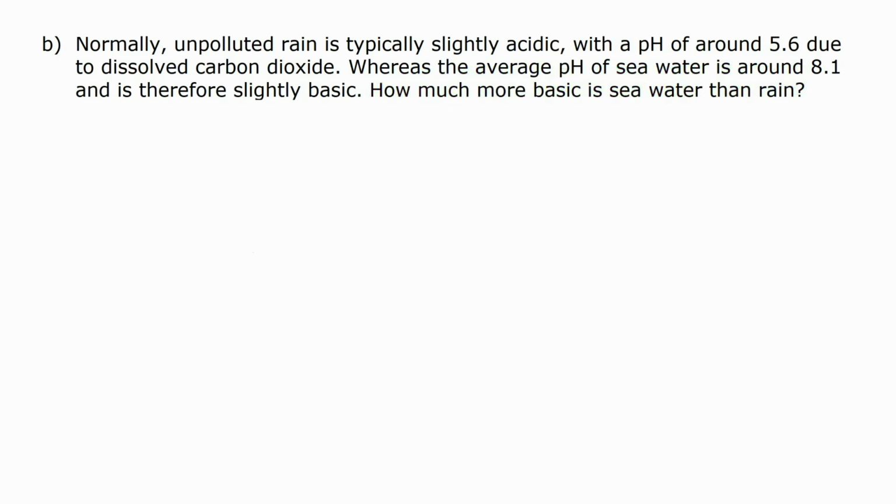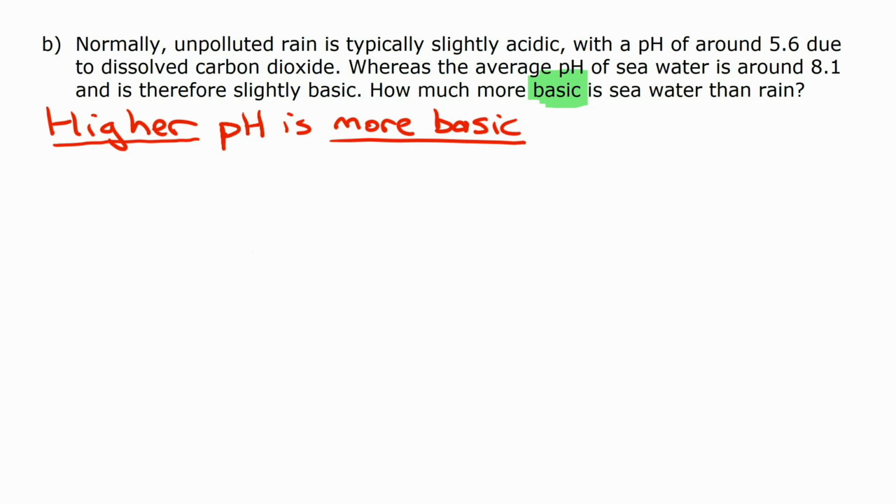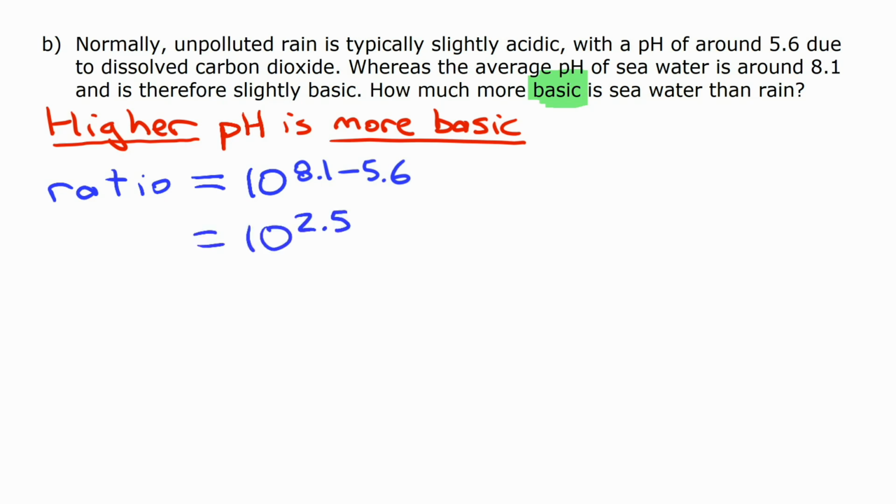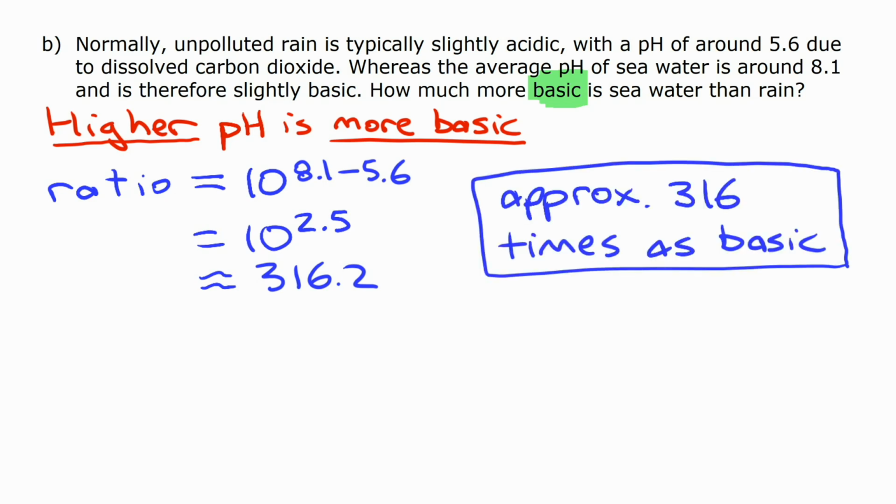We can write a similar expression. And again, the first thing to recognize here is that if we're asking how much more basic something is, higher pH is more basic. And when we write our ratio, we write it as this power expression again. I'm still going to put the bigger number first, 8.1 minus 5.6, and that's going to give me 10 to the 2.5. Go to the calculator. You're going to get approximately 316.2. And so you can say that seawater is approximately 316 times as basic as typical rain.